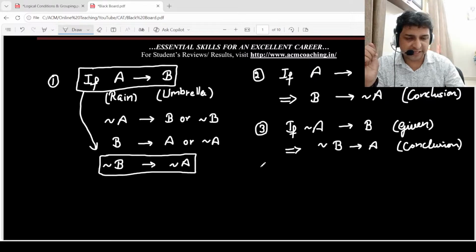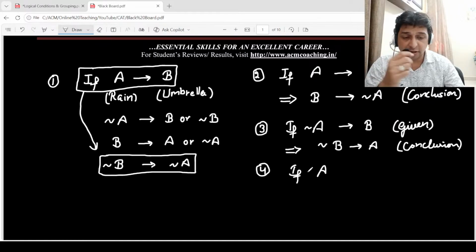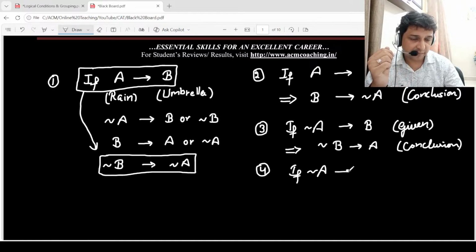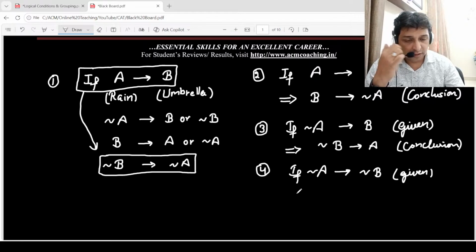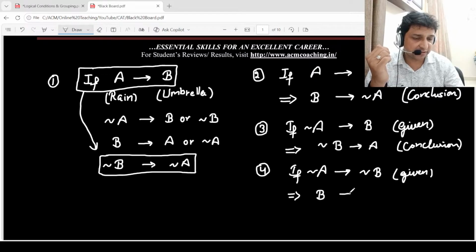The rule number four says if A does not occur, this means B does not occur. This is given to us. This gives me the conclusion that if B occurs, then A will occur. That is the conclusion. Rest everything will be may or may not be.